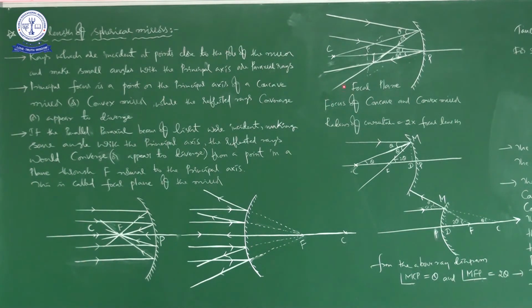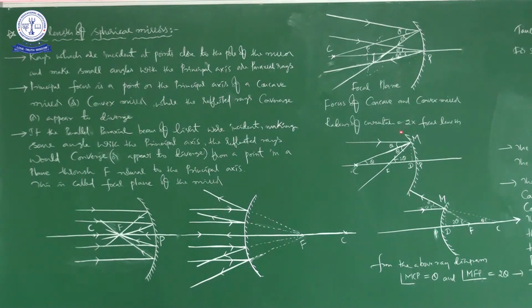Okay, right. Now we are going to see the relation between two things. One is focal length, another one is radius of curvature. So that is actually radius of curvature is equal to 2 into focal length. What is focal length? Focal length is the distance of principal focus from pole onwards.